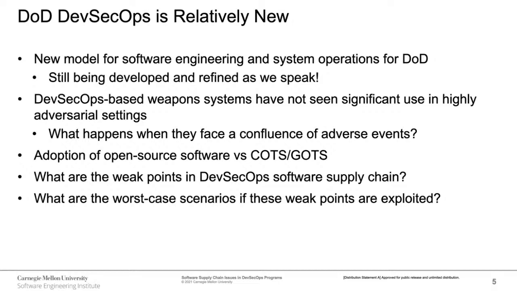And to really explore what are the worst case scenarios that could happen. One other aspect I want to raise is the increased use of open source software in DevSecOps. In order to move quickly, in order to move capability to the warfighter, teams lean heavily on work that's already been done. And a lot of work has already been done in the open source space.